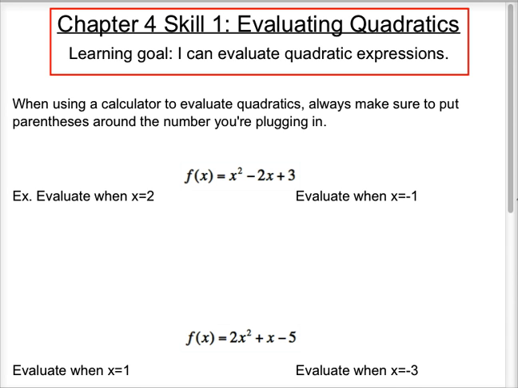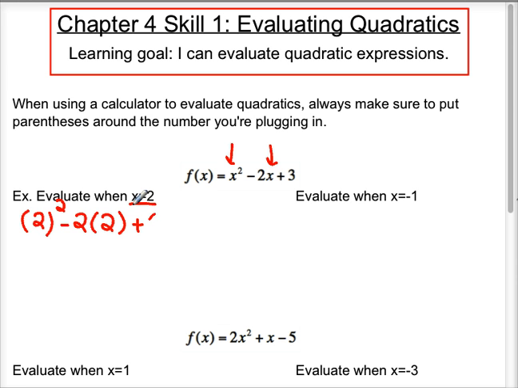So the biggest thing to remember when you're evaluating quadratics with a calculator, or evaluating anything for that matter, when you're putting that number in for the variable, you need to make sure you're surrounding that number with a parenthesis. What I mean by that is, when we have x equals 2 here, what that means is for every x in that quadratic, I'm substituting 2 in. But whenever I do so, I need to put that 2 in parentheses and nothing else.